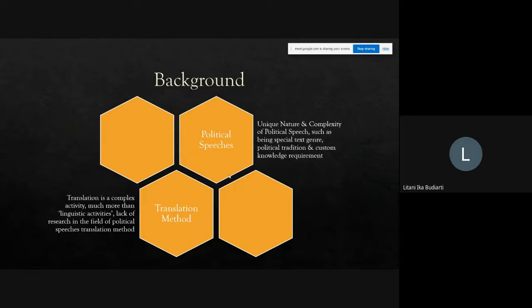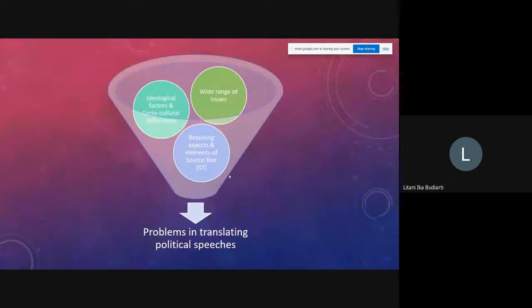So the problem that made the author want to write this journal is that there is a lack of research in the field of political speech translation methods. Political speech is considered to have a unique nature and complexity as a text. It is a special text genre, and when you translate a political speech, you have to have certain knowledge of political tradition and custom. This is the problem when you translate political speeches.